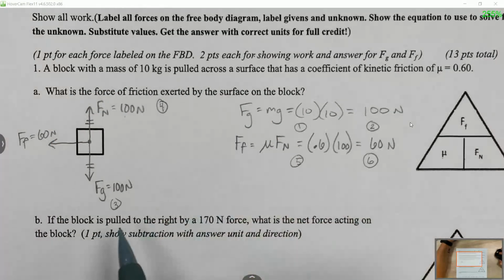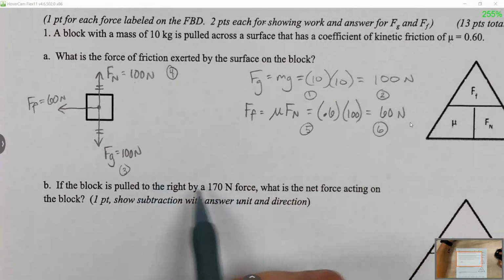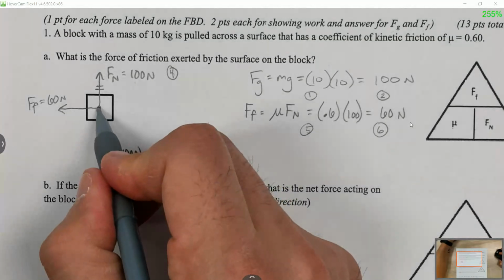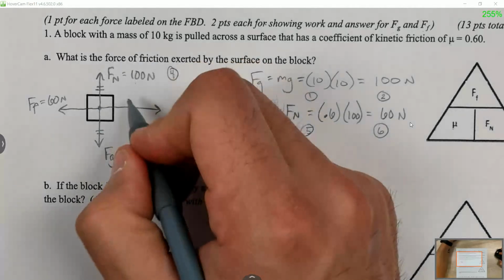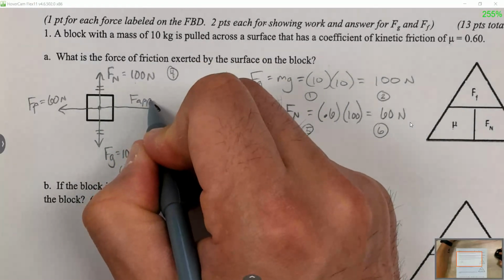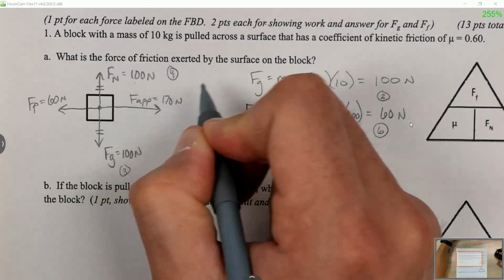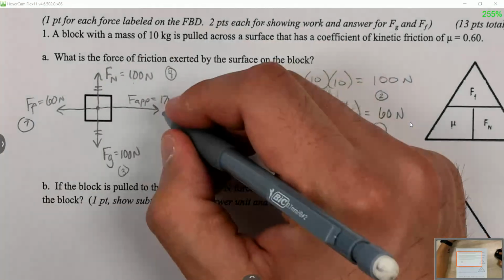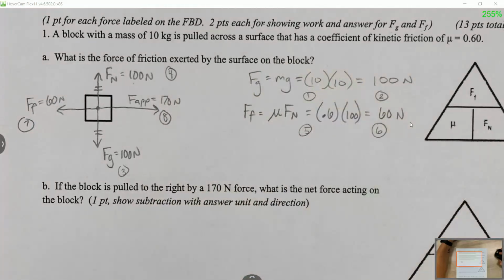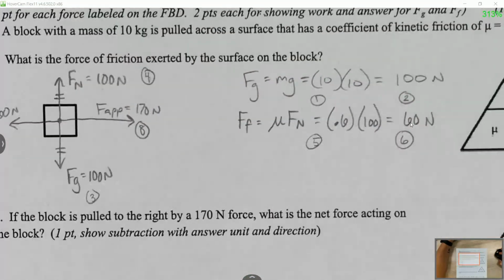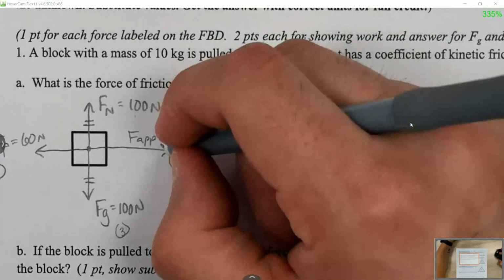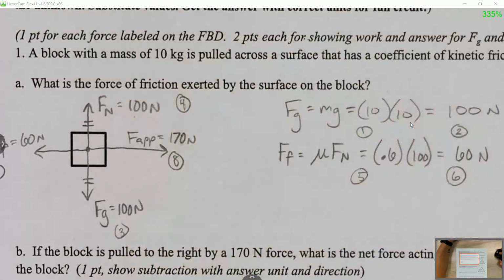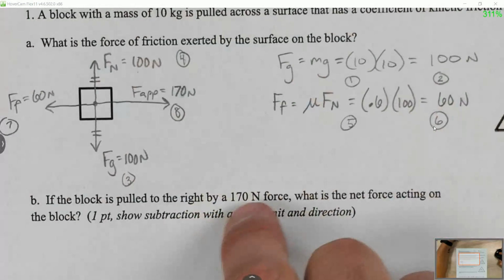60 newtons. Okay, part B says your applied force, we're pushing or pulling this thing to the right by a 170 newton force. So we're going to draw that in. Draw the friction force. That was our 7th point. Drawing this in is our 8th point. 170. We got that answer from here.